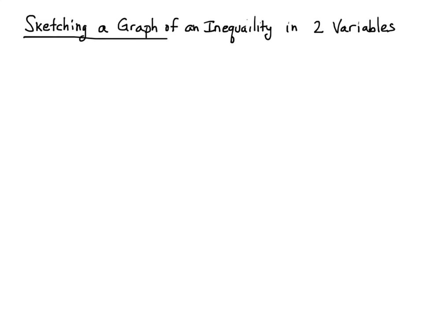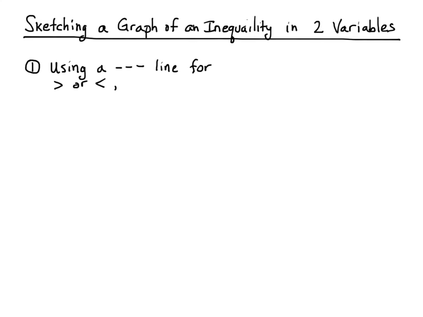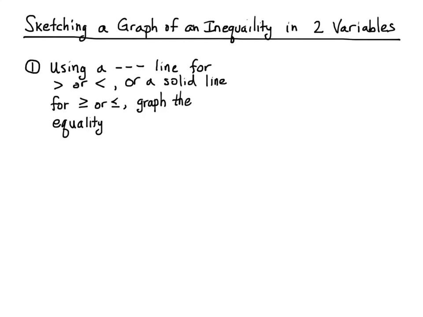So let's say we want to make a graph of one of these things. The first thing we have to notice is that when we're using a strict inequality, so less than or greater than but not equal to, we're going to indicate that with a dashed line. And if it's greater than or equal to or less than or equal to, we're going to indicate that with a solid line. I'll explain a little bit more why we do that in a bit.